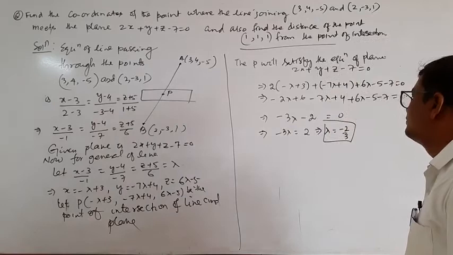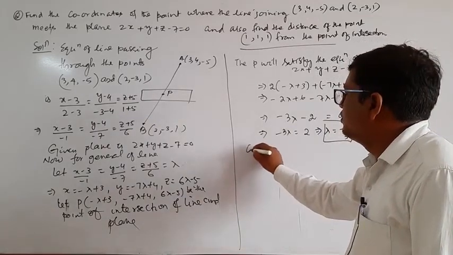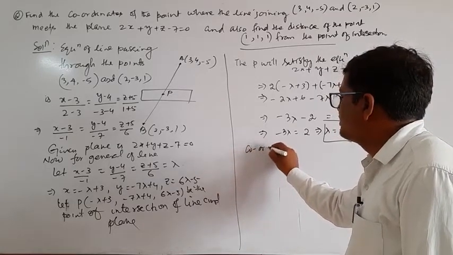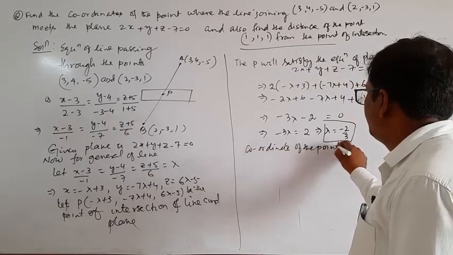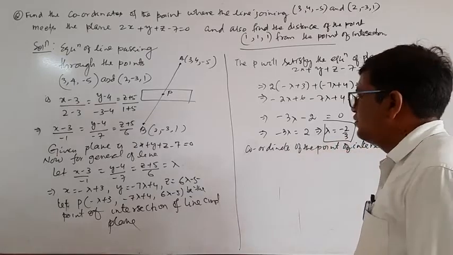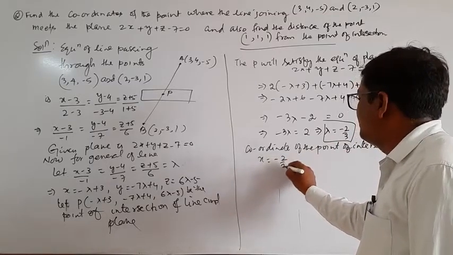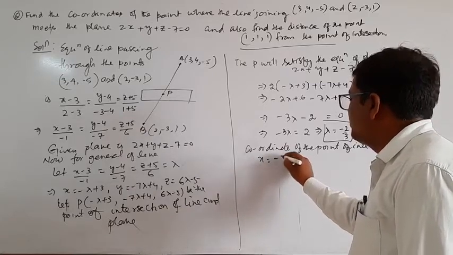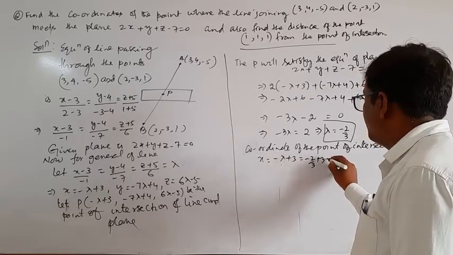So putting the value, now the coordinates of the point of intersection. Point of intersection: x is equal to minus lambda plus 3, that is equal to minus of minus 2 by 3 plus 3, that is equal to what?